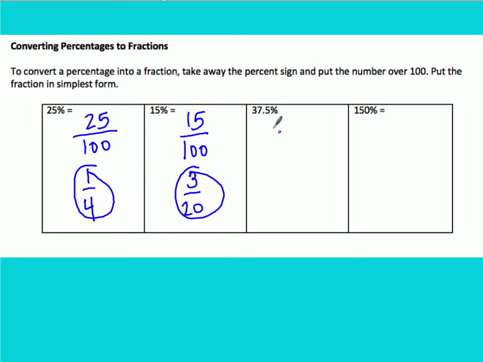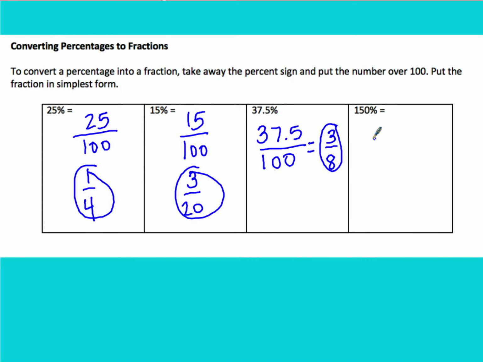In our next example, we have 37.5%. We drop the percent sign, put it over 100. And this is one of our ones that's divisible by 12.25, and that makes 3/8. So you might have just recognized that one from that list at the beginning. If not, we could have played around with some division there.